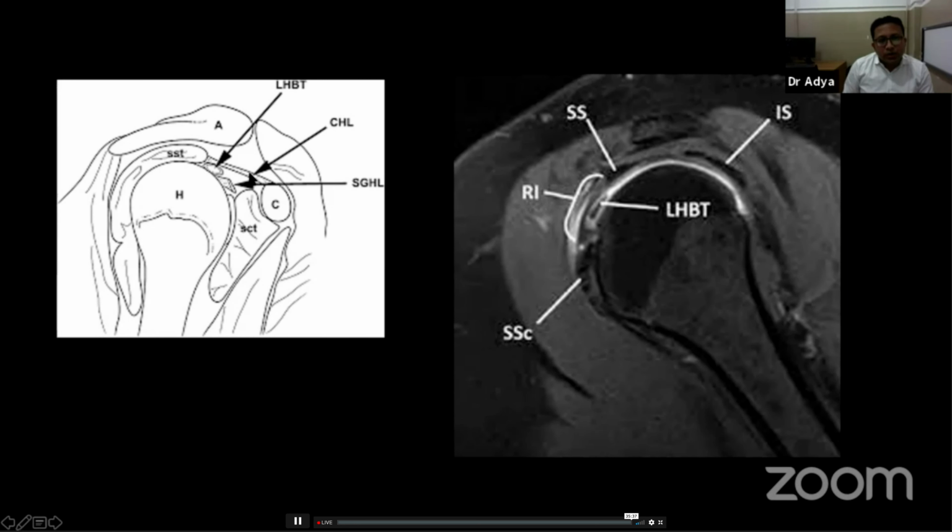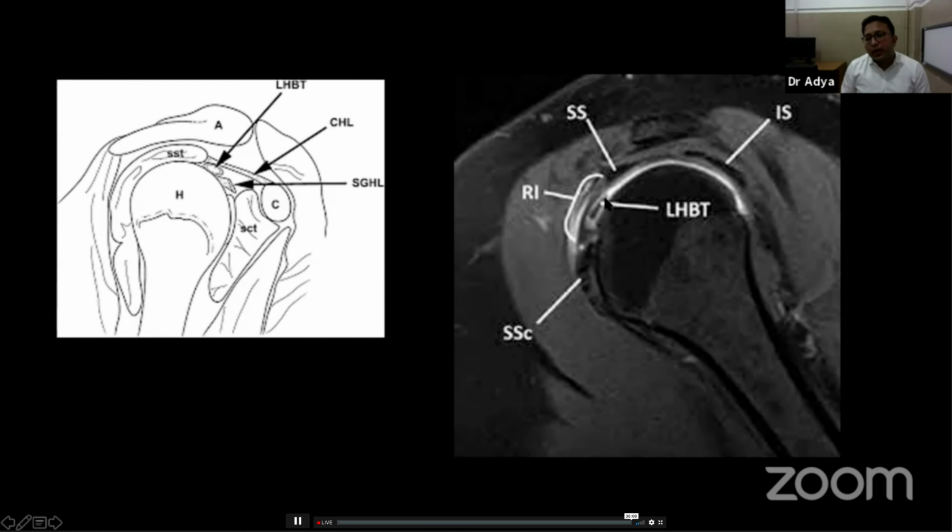So as we can see in this MR image, this is the anterior border of the supraspinatus. Then this is the superior border of the subscapularis. So this is the rotator interval. So the long head of biceps, coracohumeral ligament, they form a part of this rotator interval.